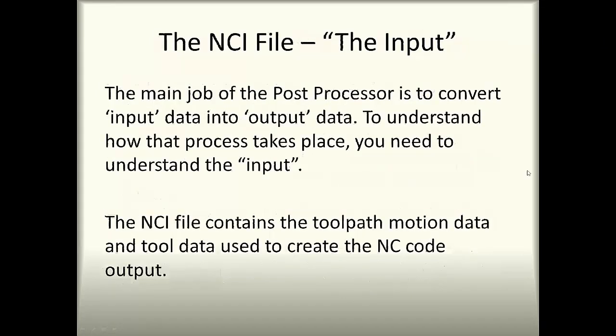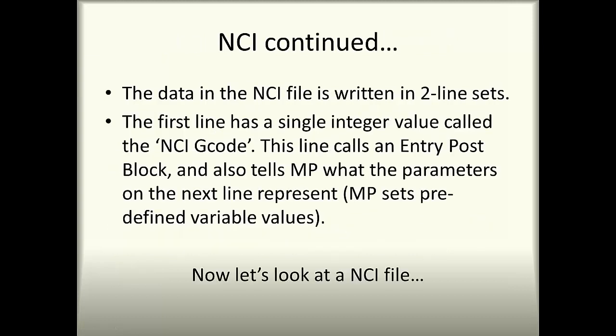The next thing that we're going to take a look at of post-processing is the NCI file. The NCI file is the input. The main job of the post-processor is to convert input data into output data. To understand how that process takes place, you need to understand the input. It contains the toolpath motion data and the tool data that is used to create the NC code output. The data in the NCI file is written in two-line sets.